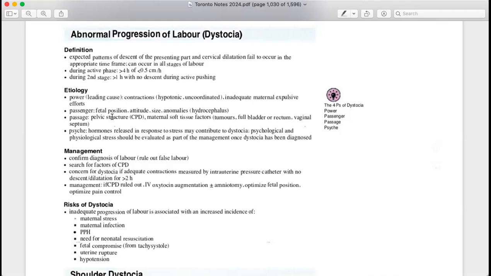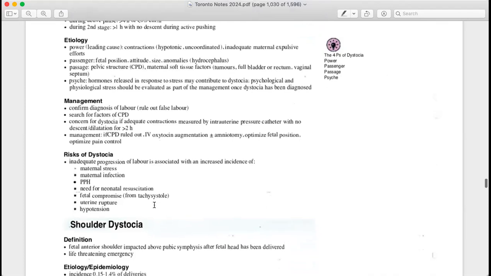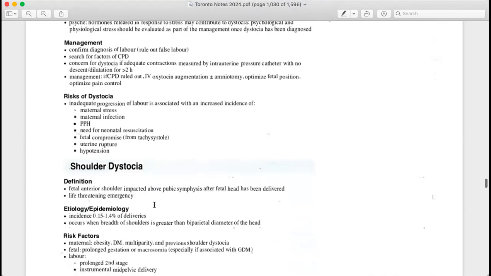Psyche, like hormone problems. Then starting with the management, confirm the diagnosis of labor, like you are going to do that, this is labor, right? After that, rule out CPD, concern for dystocia, and then management. If CPD is ruled out, IV oxytocin augmentation plus amniotomy, optimize fetal position, optimize pain control, and do the delivery. Risks of dystocia may be maternal distress, maternal infection, PPH, fetal compromise, uterine rupture, and hypertension.